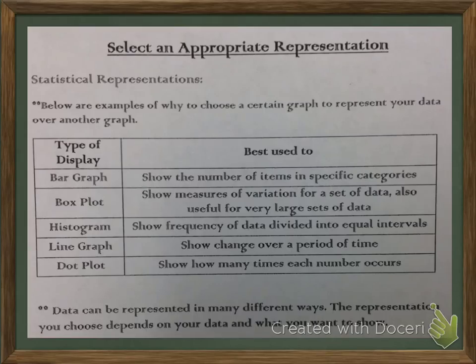So we have a bar graph, which shows the number of items in specific categories. Box plot, which shows measures of variation for a set of data, also useful for very large sets of data. Histogram, which shows frequency of data divided into equal intervals. Line graphs show change over a period of time, and dot plots show how many times each number occurs. So data can be represented in many different ways. The representation you choose depends on your data and what you want to show.